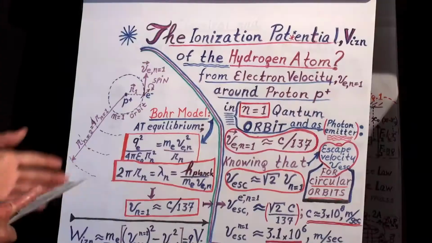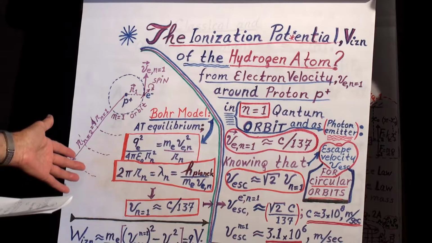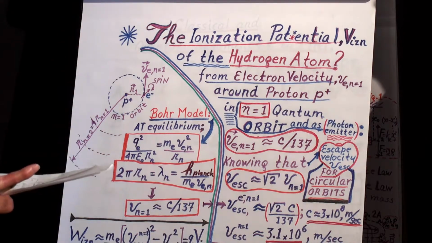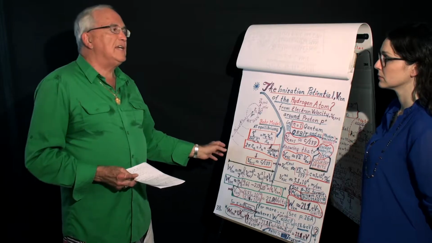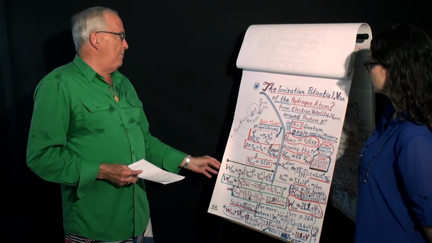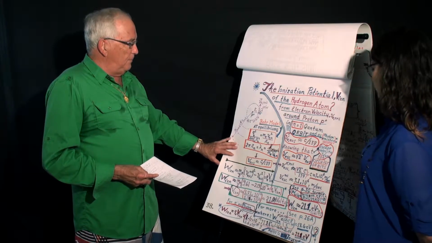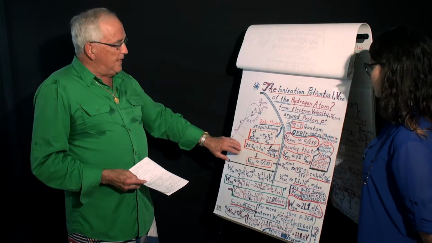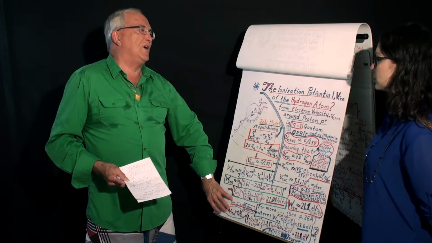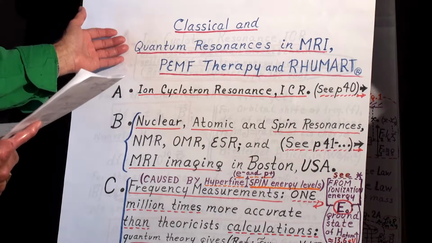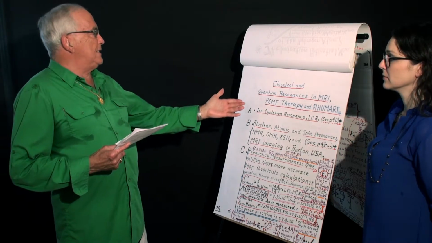And I'm not going to go into details of this, but this is what I talk about when I talk about the electron going around the proton. You have a calculation of what we call the ionization of the hydrogen atom, simply by calculating the energy necessary so that the speed would reach the escape velocity. So this again is classical mechanics applied to a quantum system. Okay, so this is a classical and quantum resonance using magnetic resonance imaging.